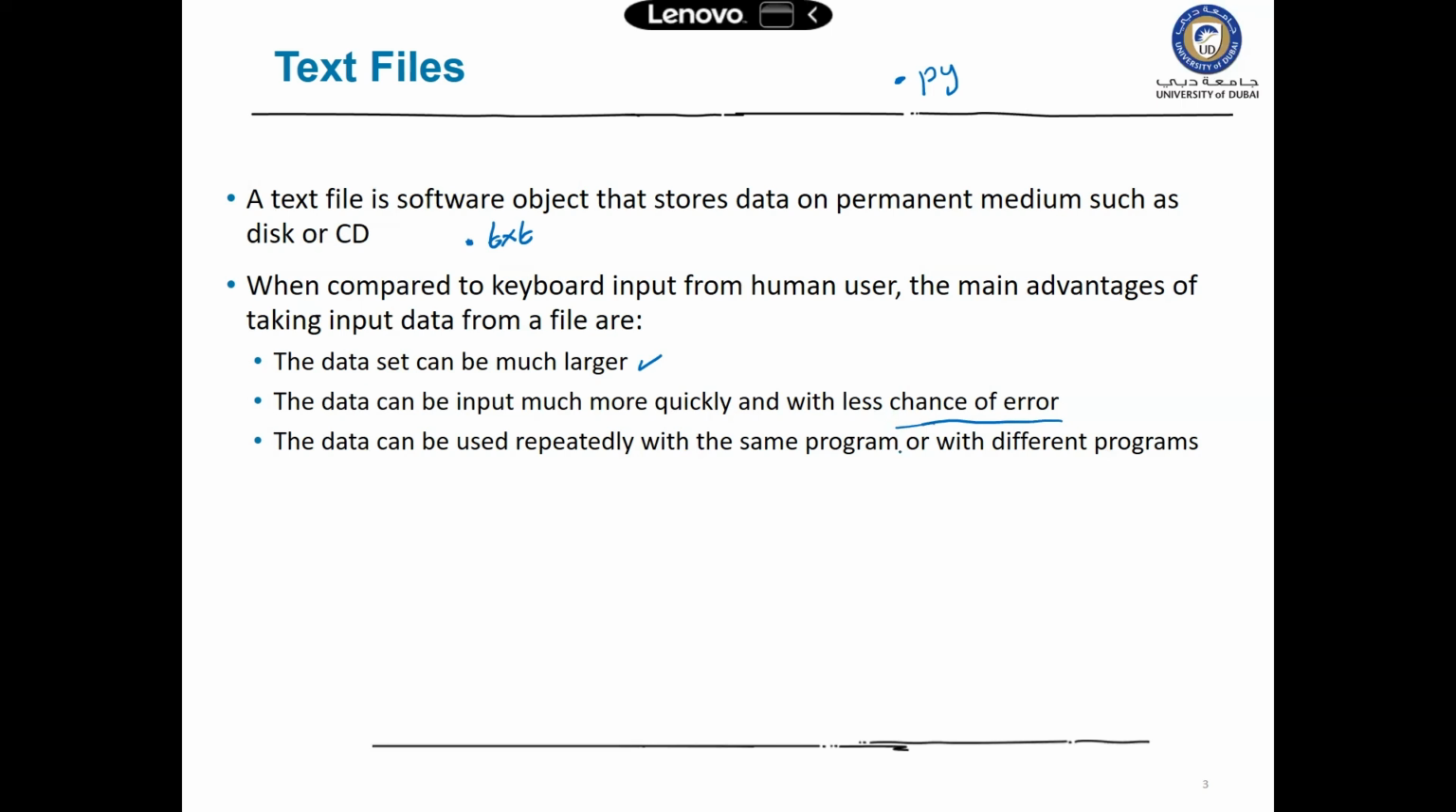Data can be used repeatedly with the same program or with different programs. The data itself is a text file. You can just open it, read it, and do whatever you want there. So the file could be used with different programs. Those are the advantages of text files, or data in general, compared to user input. And remember, user input is always a string. If you want numbers, you have to convert that string. Similar thing here with text files. The data type within the text file is always a string. If you want to treat it as a number or in a different way, you have to do some form of data conversion.